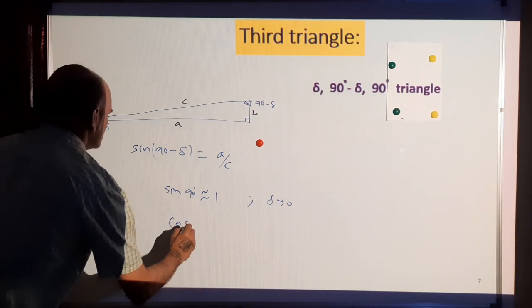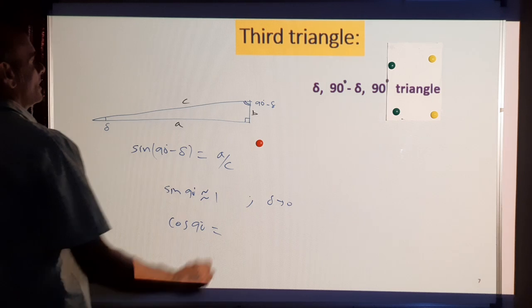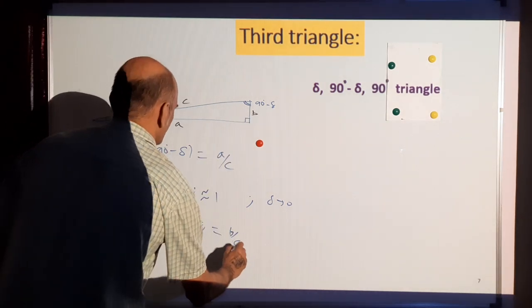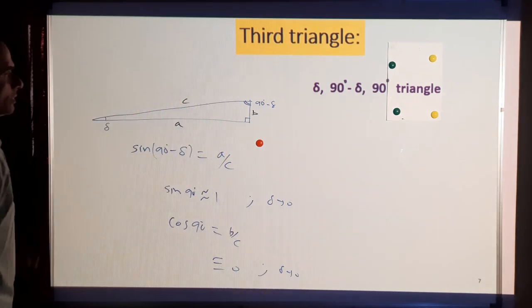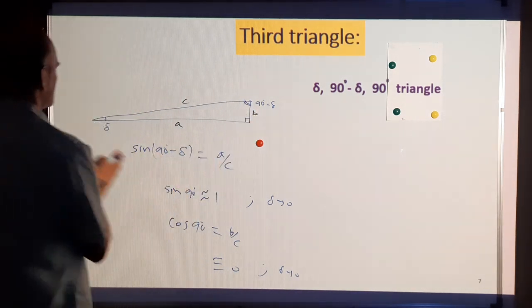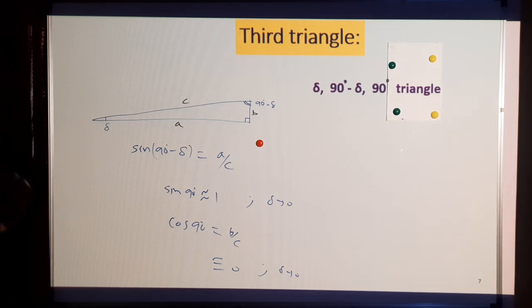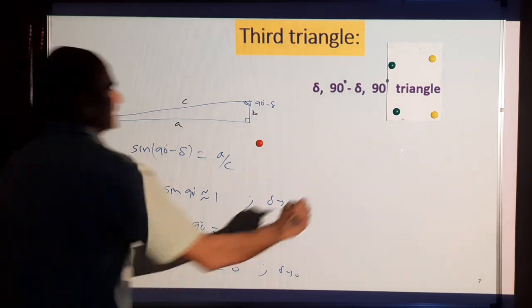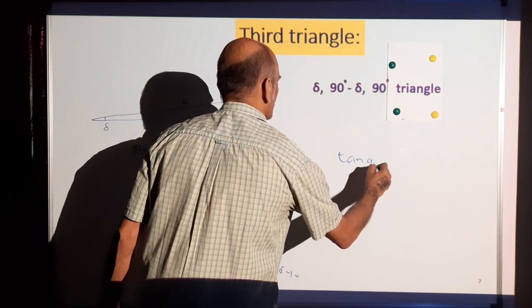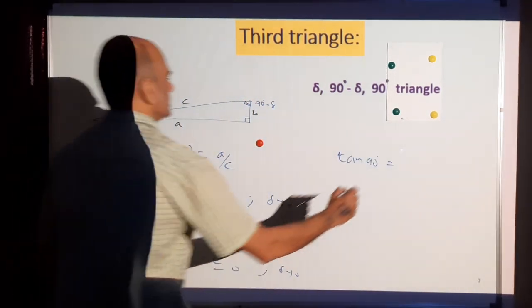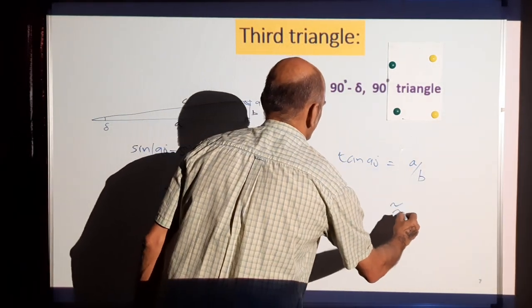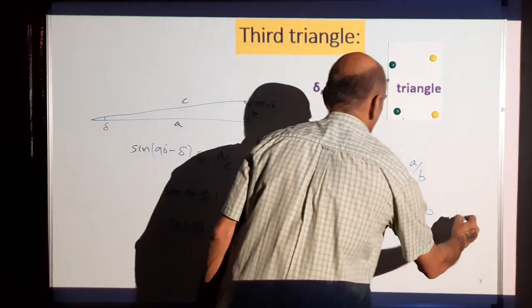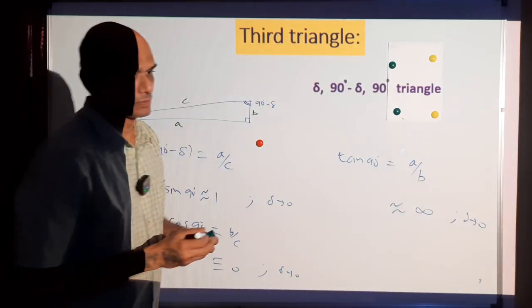Similarly, I get cos 90, which is adjacent B by C, which is approximately 0 in the limit delta tending to 0, because B will become smaller and smaller as delta becomes smaller and smaller. In the limit, I push it to 0. So that becomes cos 90 is 0. Tan 90 is opposite A by B. This B is very, very small. So it's approximately infinite when delta tends to 0.